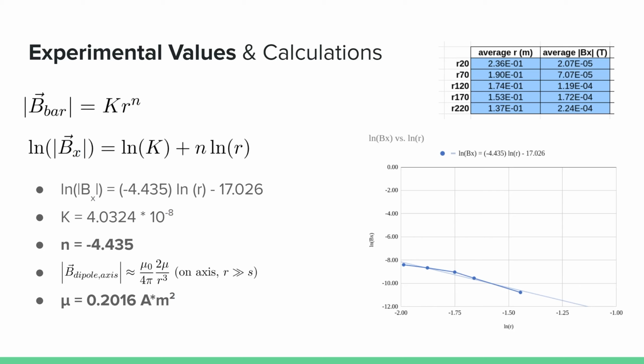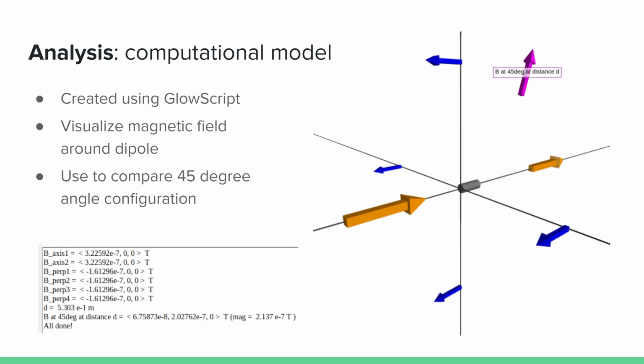to calculate the true value of k. Finally, with that, we can use the equation for the magnetic field created by a magnetic dipole to find the magnetic dipole moment mu of the bar magnet. Once this was determined, I then used a programmatic model to visualize the magnetic field around a magnetic dipole and compare the measurements taken for the 45-degree angle configuration to the expected value using the magnetic field equation.